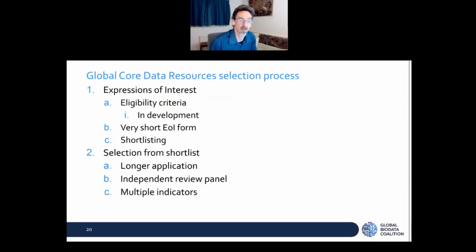So the selection process for core data resources is under development. It will be a two-stage process. First, we will ask for expressions of interest, which will be 1 or 2 pages. There will be eligibility criteria, which we have not written yet, but some of them are already known. Examples will be, for instance, must be open access.